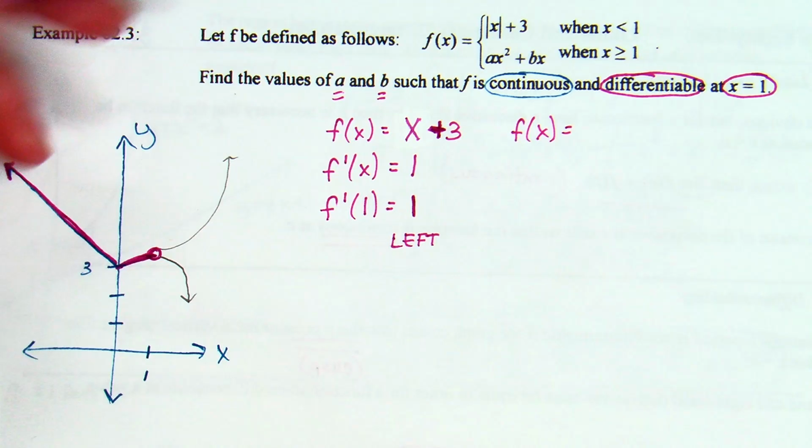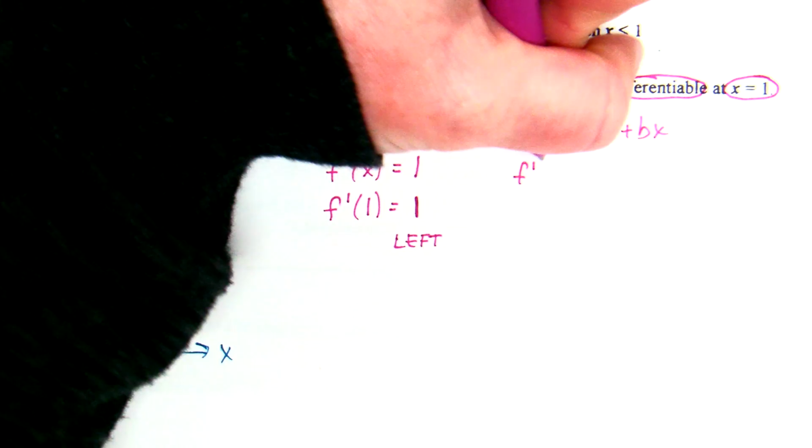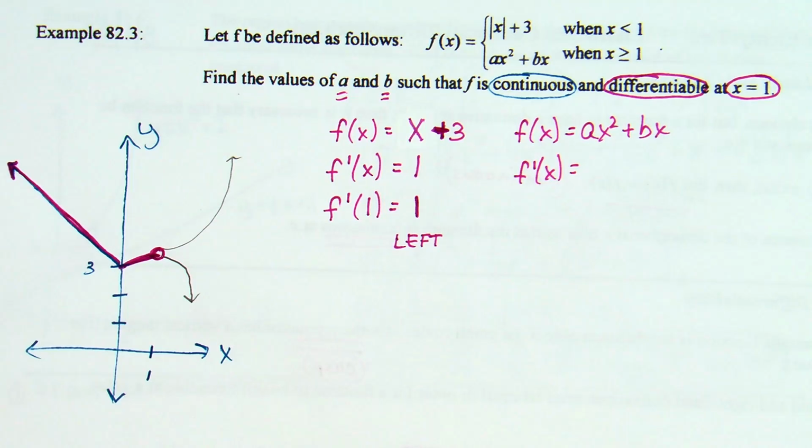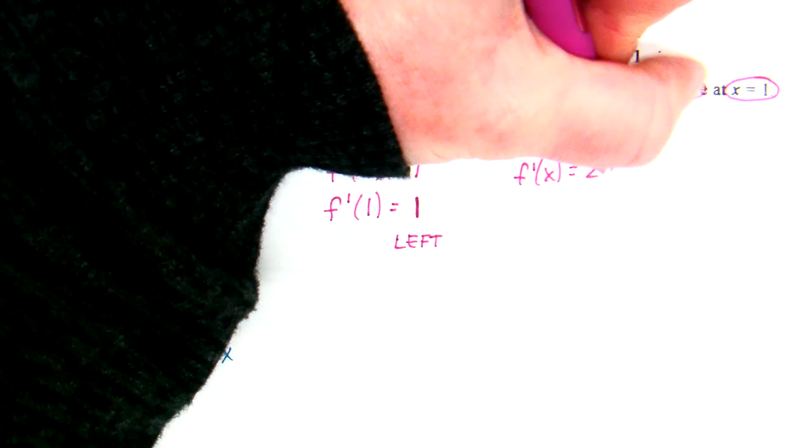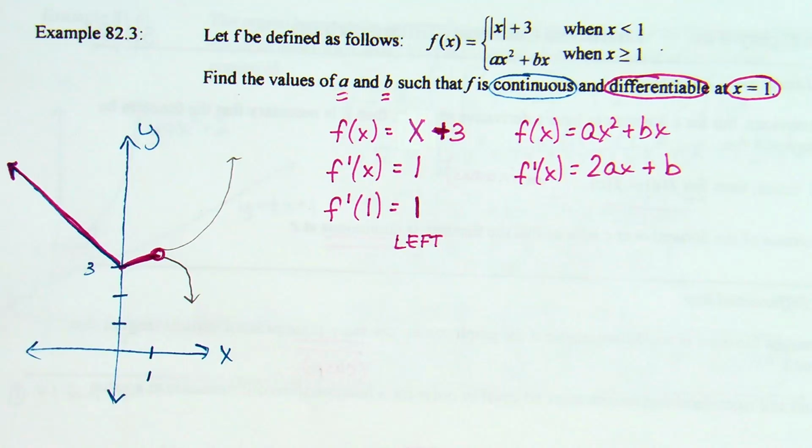Ax squared plus bx. What is the derivative of ax squared plus bx? Can you guys handle 2ax plus b? A and b are just constants, right? The x is the variable. So 2ax plus b.